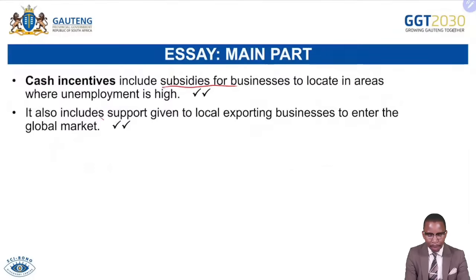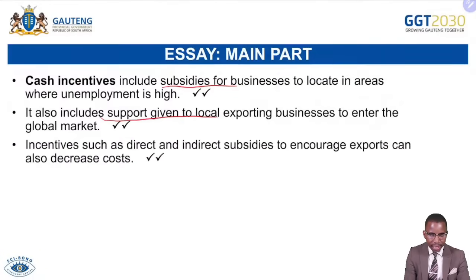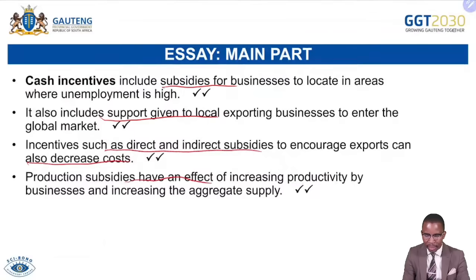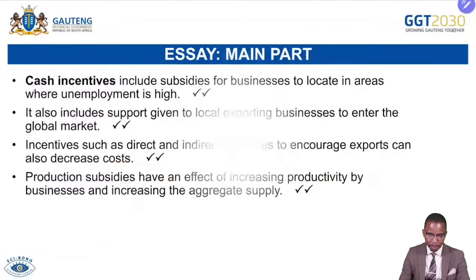It also includes the support given to local exporting businesses to enter the global market, which includes production subsidies. Incentives such as direct and indirect subsidies to encourage export can also decrease the cost of doing business. Then production subsidies have an effect of increasing productivity by businesses and increasing aggregate supply.